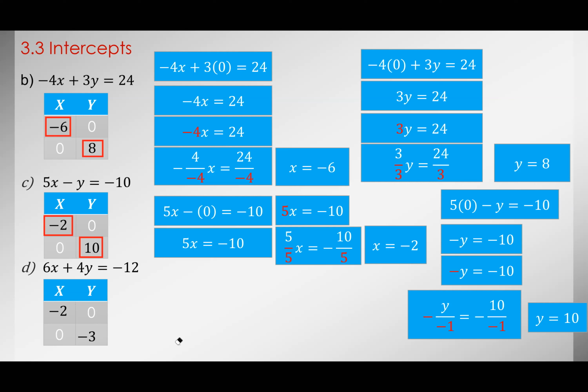Anybody did not get -2, 0 and 0, -3? I got the 2 and the 3. I just didn't get the negatives. There's a -12 here. So when you divide it by 6, -12 divided by 6, you get a -2. And -12 divided by the 4, you have a -3, right?